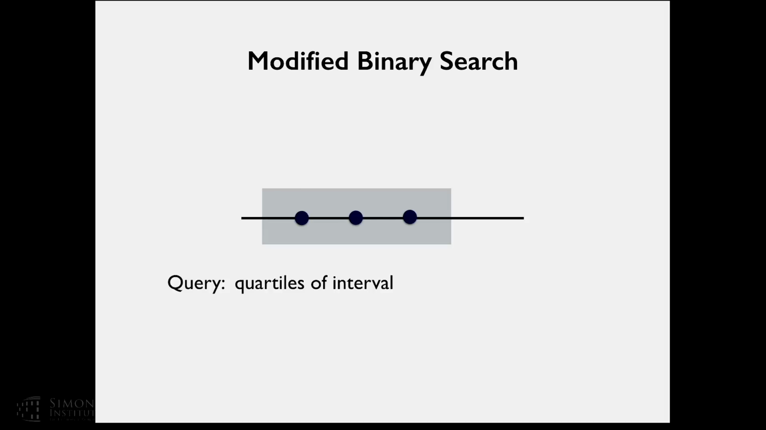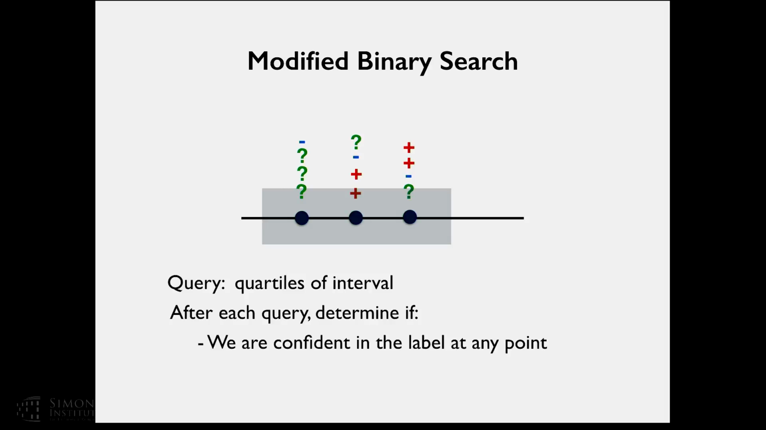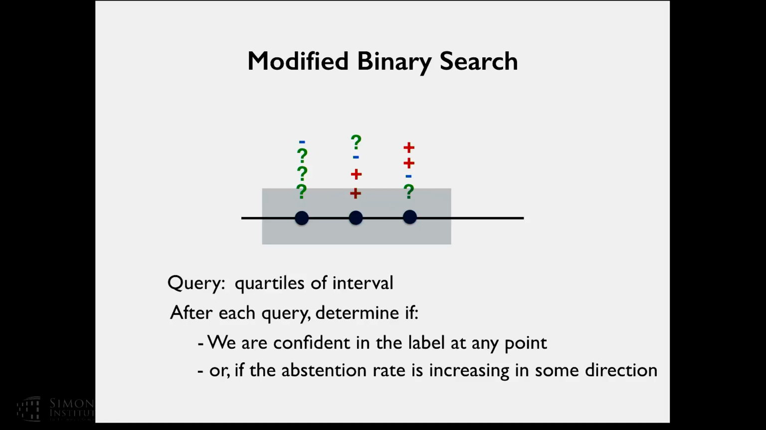So we'll make three queries, and why three will become clear very soon. We'll make one-fourth, median, and three-fourth. First quartile, median, and third quartile. We are going to make queries. And we'll make a bunch of queries, and after each query, we will again adaptively determine if we are confident in the label at any of these points, or if the abstention rate is increasing in some direction.